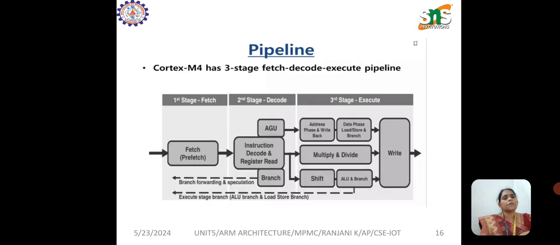So next is your pipelining operation. It has 3 stages: fetch, decode and execute. This is a basic block diagram of the pipelining instruction, where you need to prefetch the instruction, and the instruction is decoded and registers are read. Then the address where it has been returned back, and multiply and divide operations can be done, and finally it is written back.